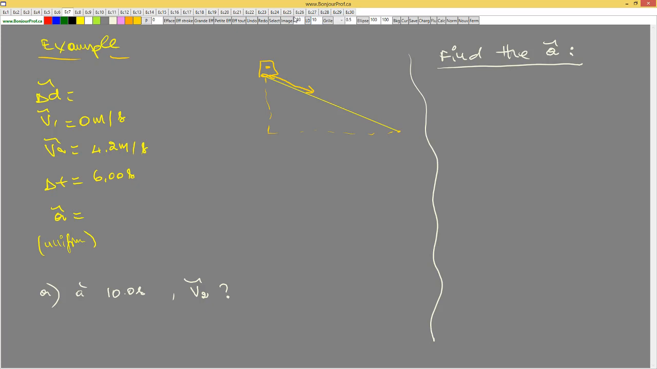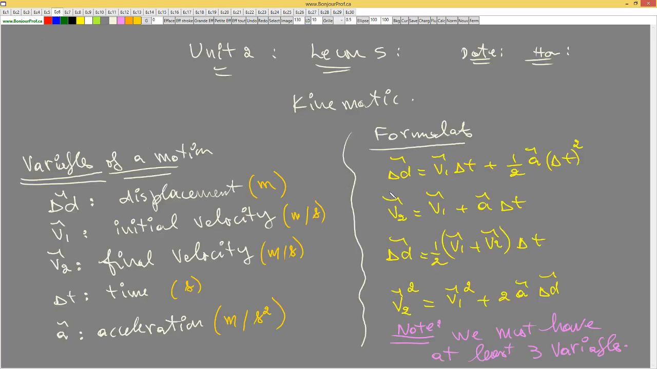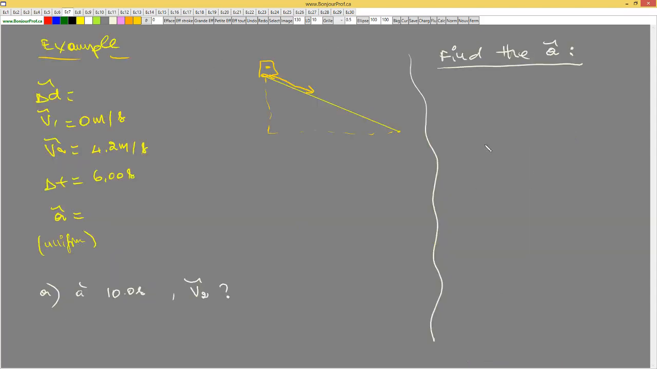I'm going to use which formula? This one: 1, 2, 3, 4. I am going to use the second. Why? Because I know V2, I know V1, I know the time. So there is only one thing that I don't know. It is A, so I'm going to solve it. It is grade 9 solving. So I'm going to write V2 equals V1 plus A delta T.